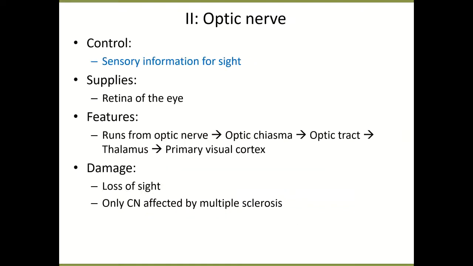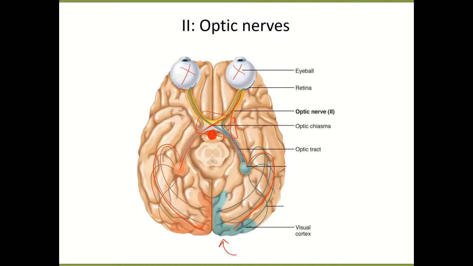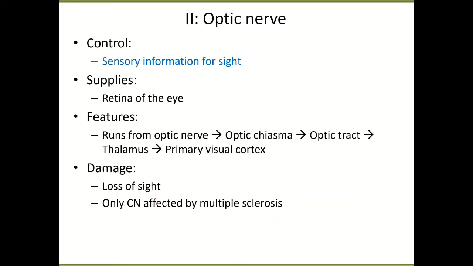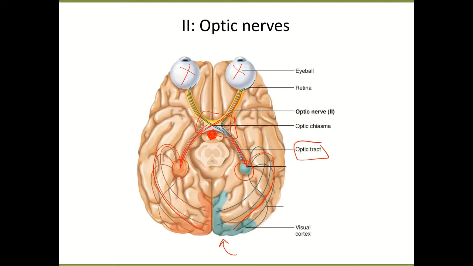It then forms what's called the optic tract right here, before synapsing in the thalamus back here. And from the thalamus, that's where our thalamus finally routes us to our primary visual cortex. Okay, so this is something that, again, you'll focus more on when you get to the eye in more detail.